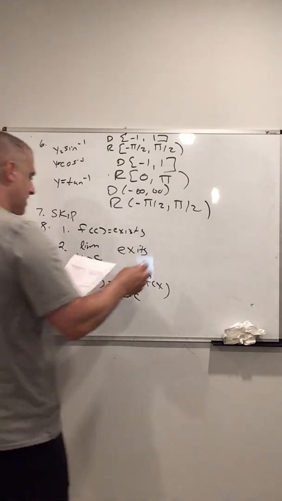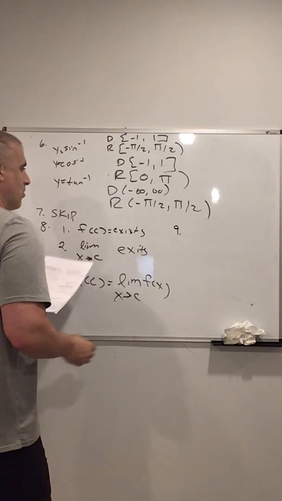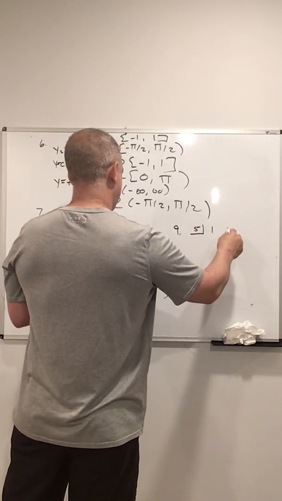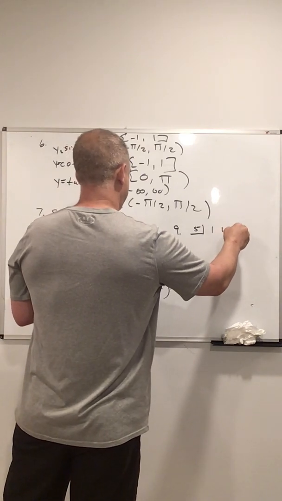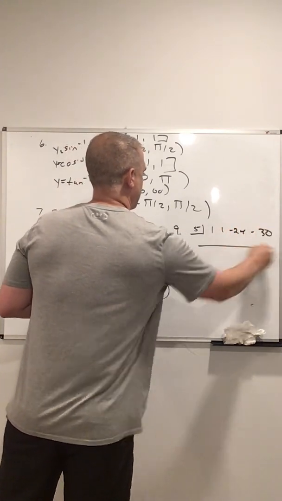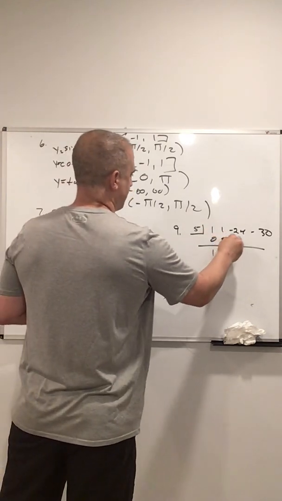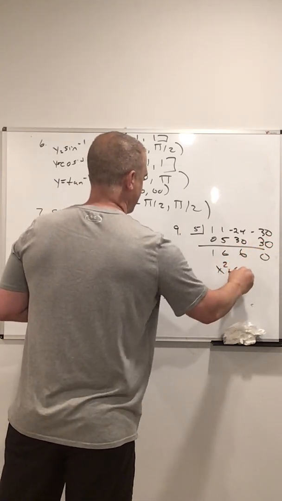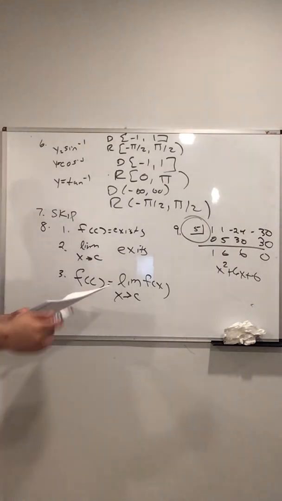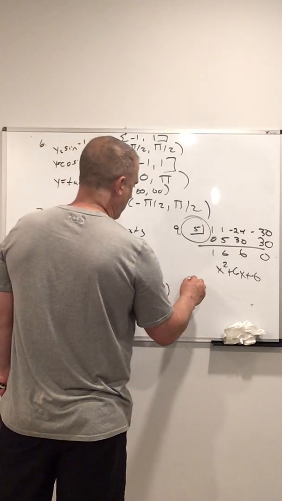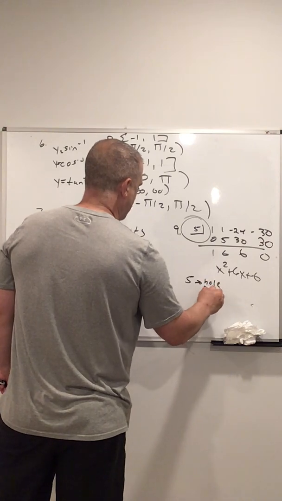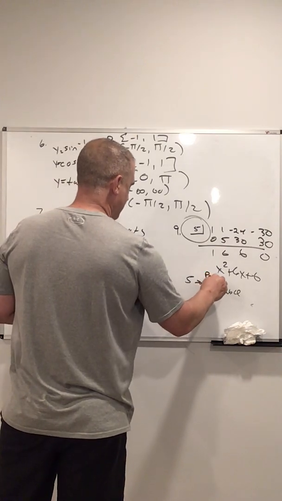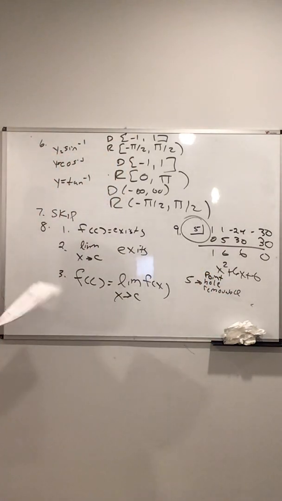Question 9. What you would do there is use some synthetic division. You'd see 1, multiply gives you 5, gives you 6, gives you 30, gives you 6, gives you 30. So that turns into x squared plus 6x plus 6. Since that factor cancels, what we know is that 5 is a hole, a removable discontinuity. It's basically a point. Removable discontinuity.